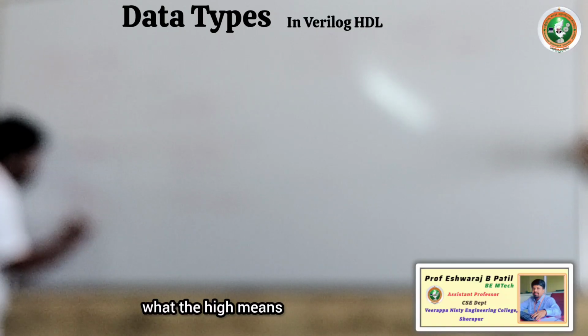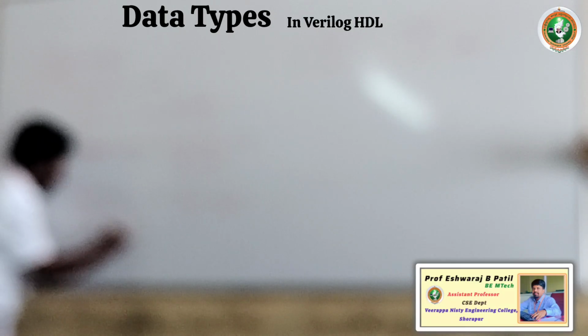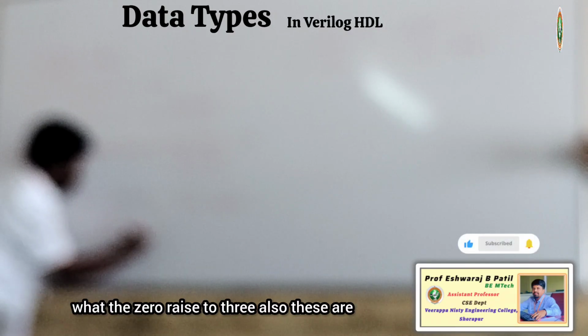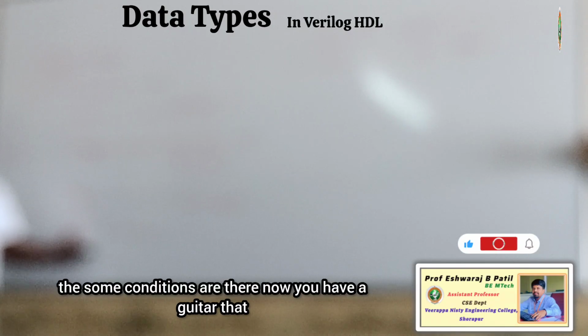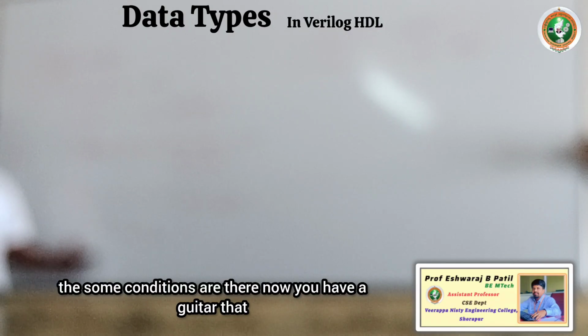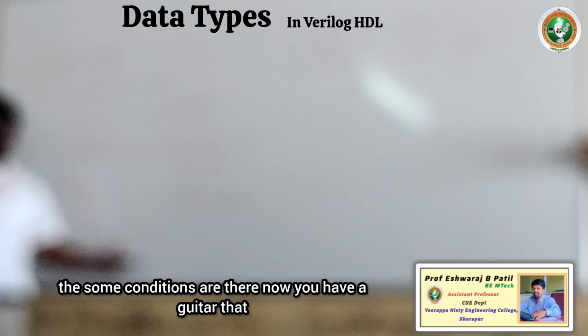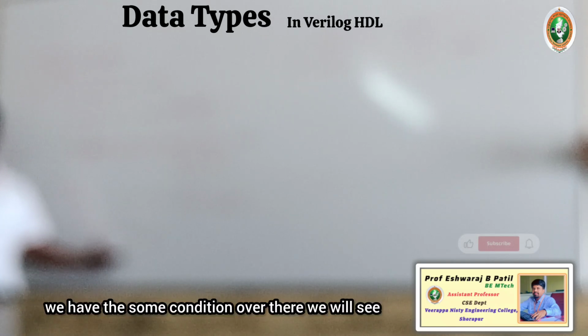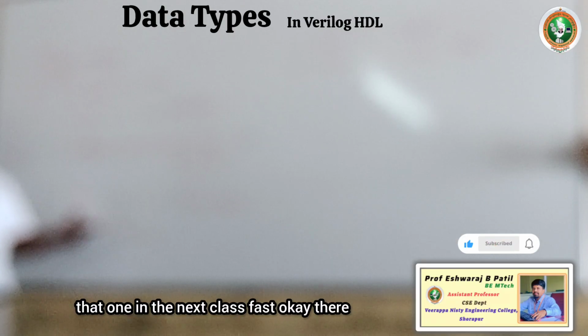We can send 3 raised to 0, and even we can also send 0 raised to 3. These are some conditions. When should I send it like 3 raised to 0, and when should I send 0 raised to 3? We have some conditions over there. We'll see that in the next class.